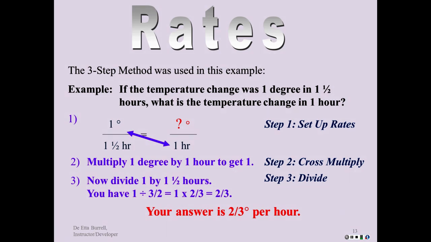You cannot forget how to multiply and divide fractions. You cannot forget how to multiply and divide decimals. You cannot forget how to multiply and divide whole numbers because they're going to come up when you do your ratio and proportions. Are there any questions about this 3-step process? Set it up. Look for the given ratio. Look for the missing number. Cross multiply. Divide.